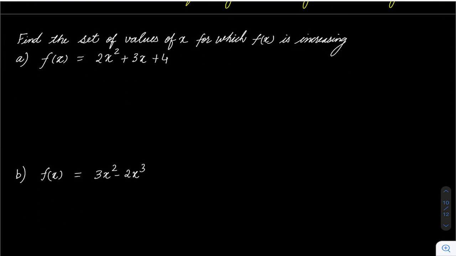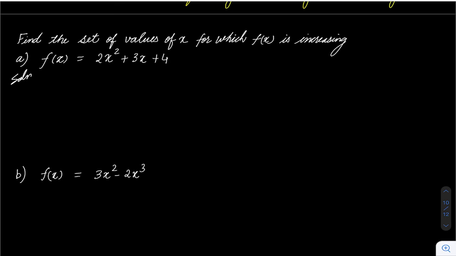So this is how the question will come. Find the set of values of x for which function f(x) is increasing. Okay. So now we have a function. Obviously, this is a quadratic. So we have to find in which interval or for which values this function f(x) is increasing. So how to solve these questions?